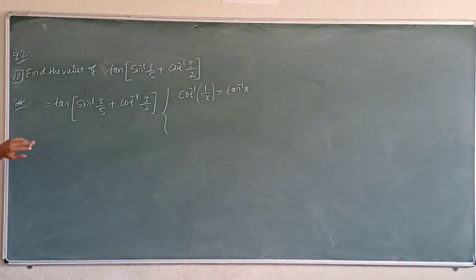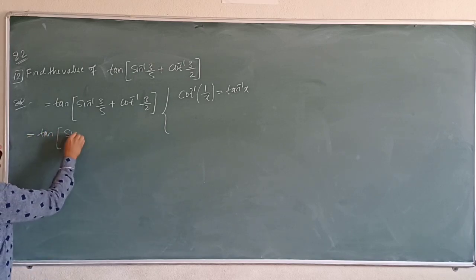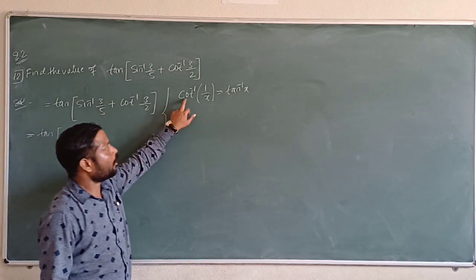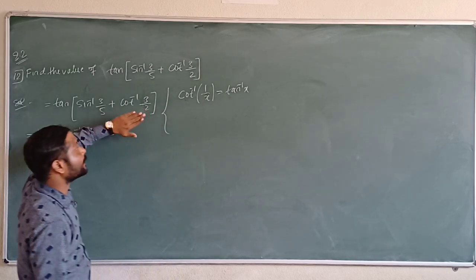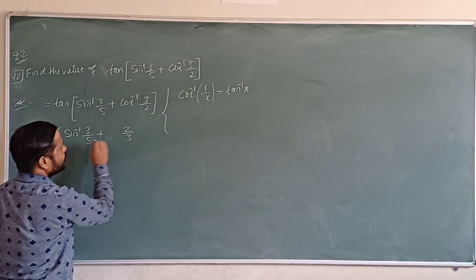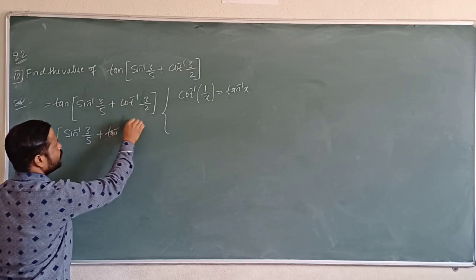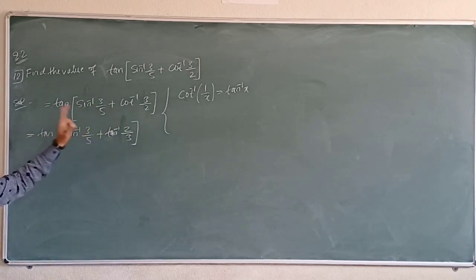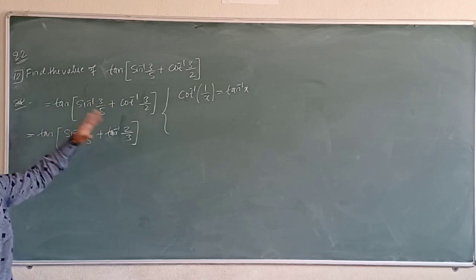Take tan of sin inverse of 3 by 5 as it is, plus. Cot inverse of 1 by x can be written as tan inverse x, meaning we take the reciprocal of that value. 3 by 2 becomes 2 by 3, and automatically it becomes tan inverse. I just reversed it: 3 by 2 becomes 2 by 3, and the function changes.